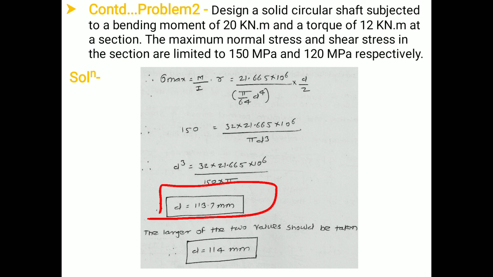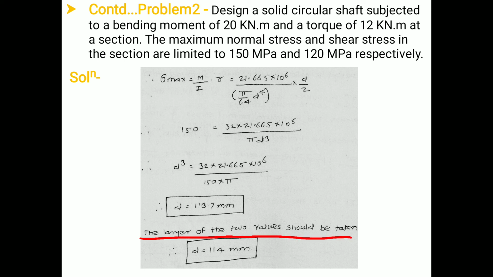In this manner we have found two diameters, one based on the maximum shear stress, and the second one based on the maximum bending stress. Which value should we consider for the design purpose? The larger of the two values should be taken as the answer. So among these two values we will consider the largest one. 113.7 mm is the largest value, so it is equivalent to 114 mm. In this way we find the diameter based on the maximum shear stress and the diameter based on the maximum bending stress.